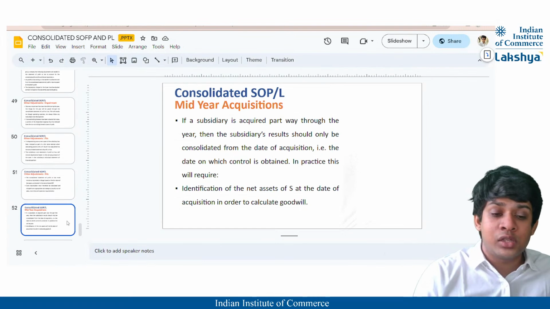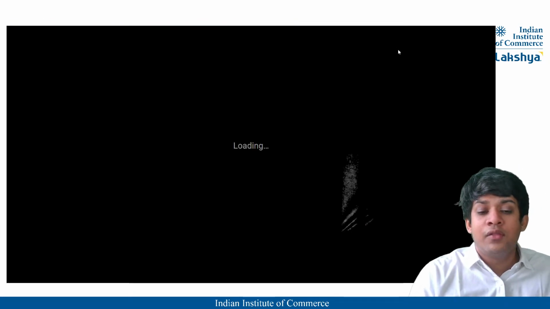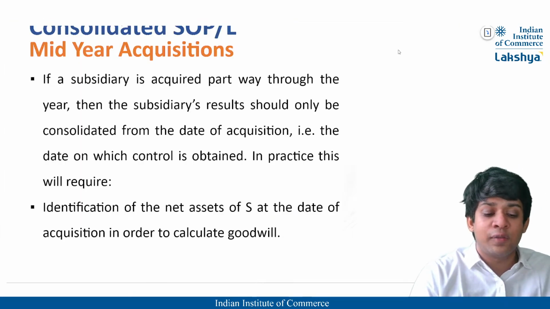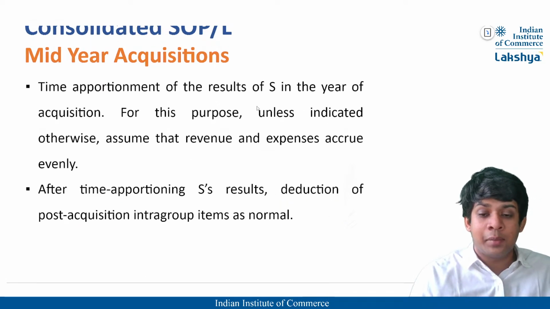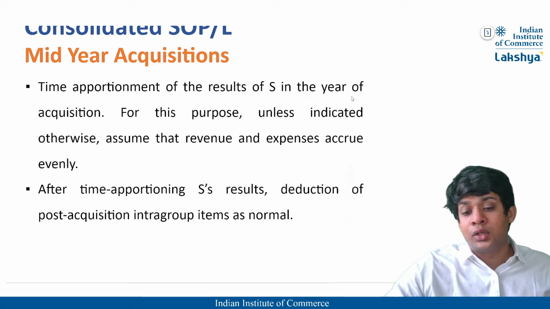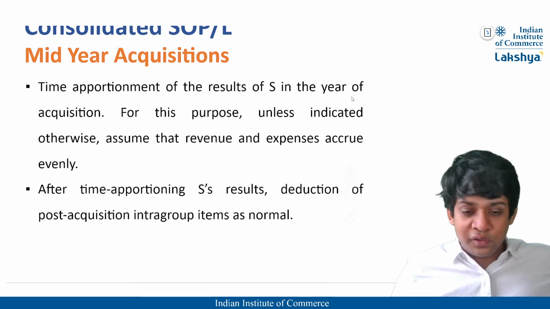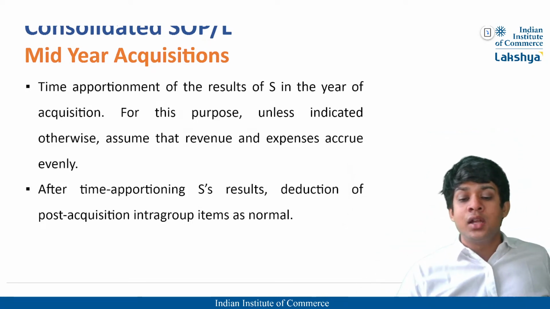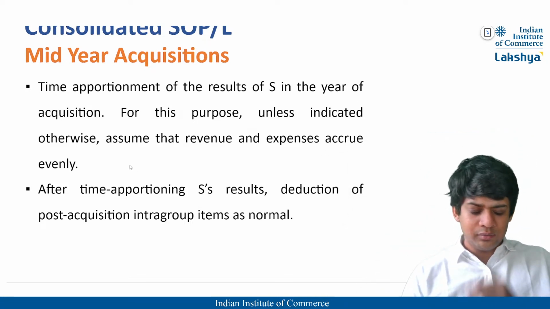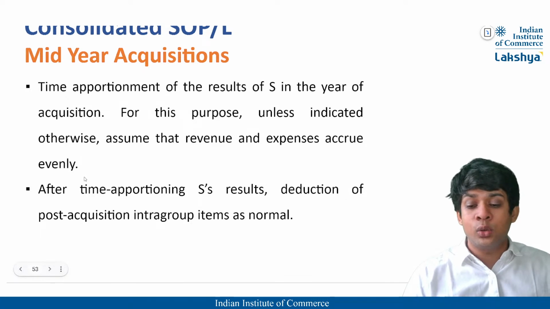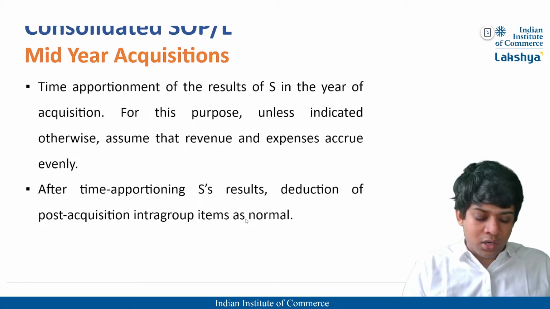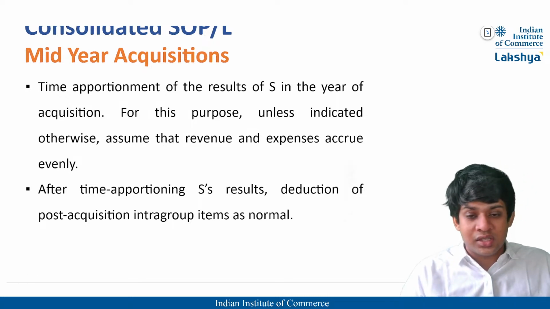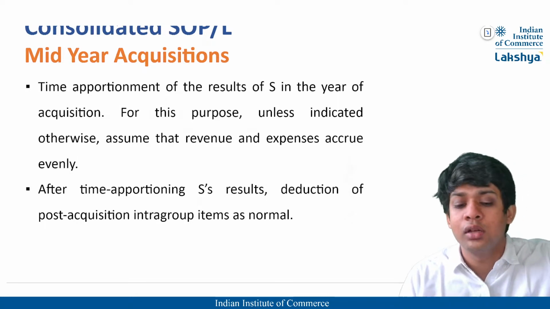So this is the mid-year acquisition adjustments that you're supposed to make when you're doing a consolidated statement of profit or loss. So as I said, time apportionment of the results of S in the year of acquisition. For this year, unless indicated otherwise, assume that the revenue and expenses accrue evenly. After time apportioning S's results, deduction of the post-acquisition intergroup items as normal. So you're going to do everything else just as normal as before. Okay.